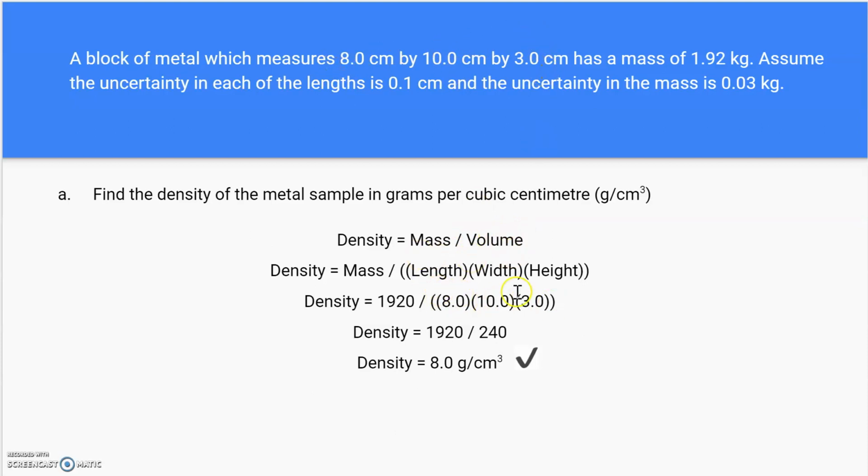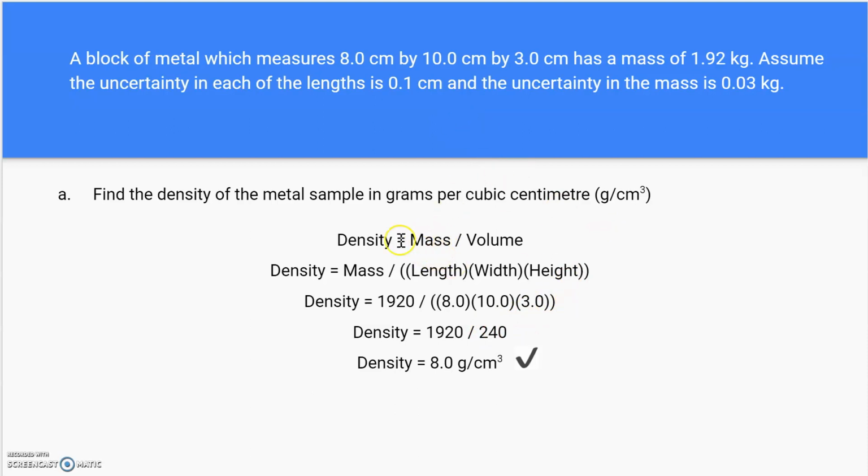So we go ahead and do that, and the units do not need to be changed, as the question is asking for that density in grams per centimeters cubed, and here we have all in centimeters. So those length values that are given to us do not need to be changed before operating with them. We just go ahead and multiply 8 times 10 times 3, so length times width times height, and get that the volume of that block of metal, which is a cuboid, is 250 centimeters cubed.